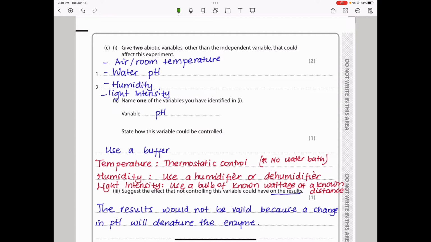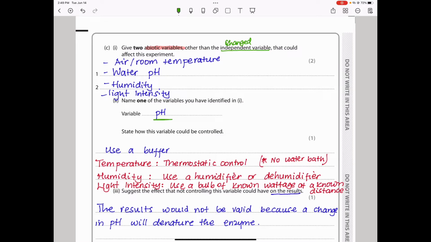The next part says, give two abiotic variables other than the independent variable. When they say abiotic, it's kind of non-living variables. The independent variable is something that is varied or changed during the experiment. This experiment is involving snails, so light intensity, the pH of the water, the humidity of the room, the temperature of the room, all those could affect the behavior of the snails during this experiment, and they could lead to erroneous results.